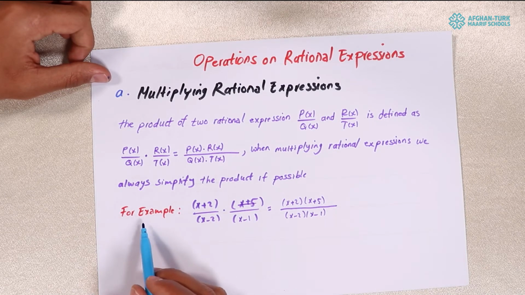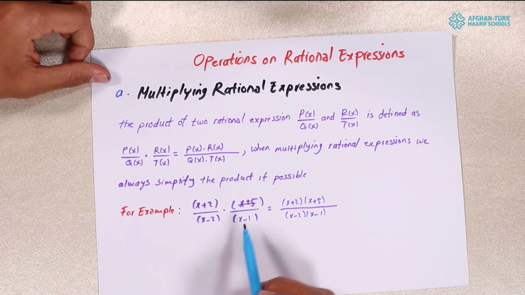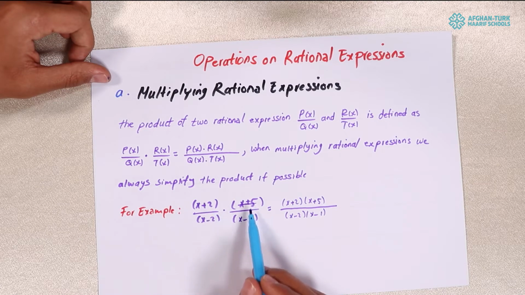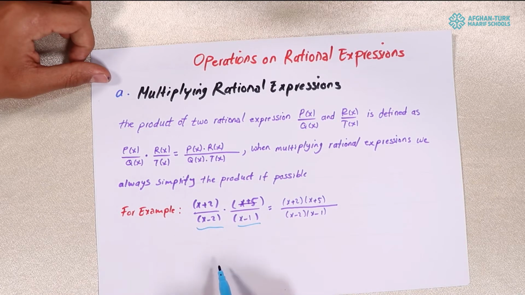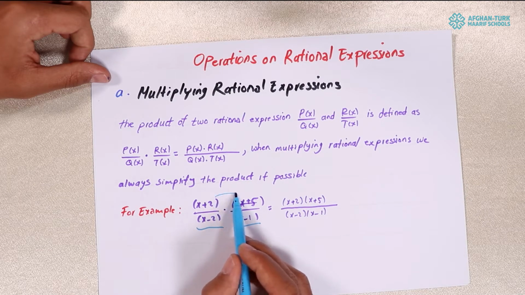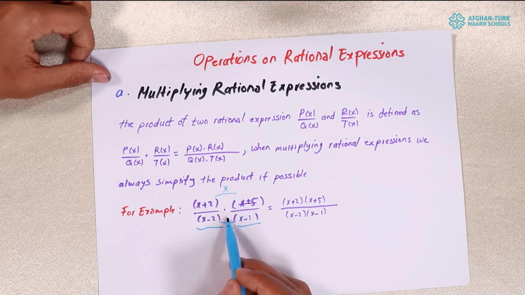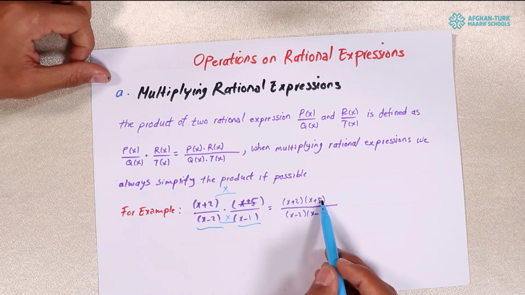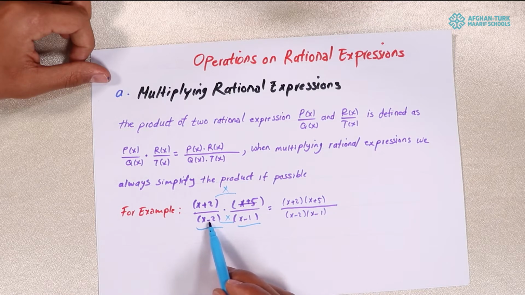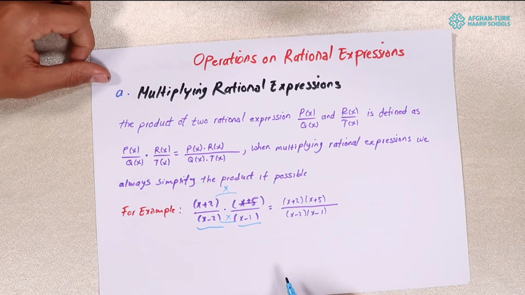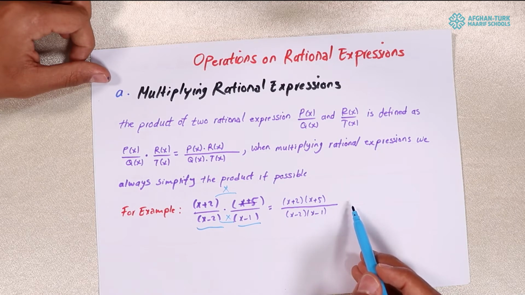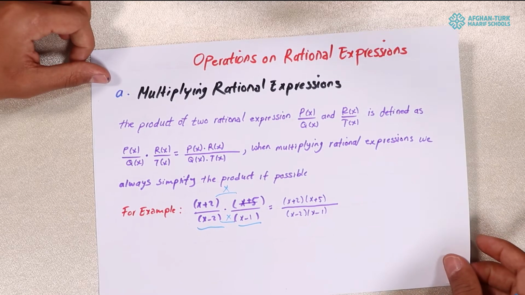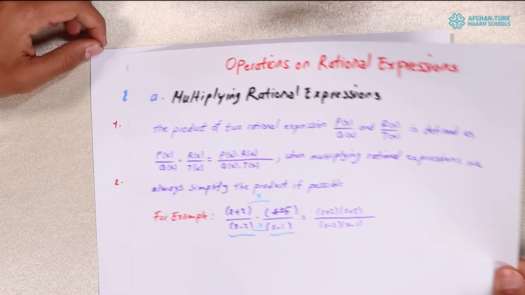Look, for example, x plus 2 over x minus 2 times x plus 5 over x minus 1. We have two rational expressions, one here, another here. So we are going to multiply the numerators and denominators. x plus 2 times x plus 5, and at the denominator we have x minus 2 times x minus 1. So we don't have any common factor, and we cannot simplify it. So for better understanding, let's practice some exercises.